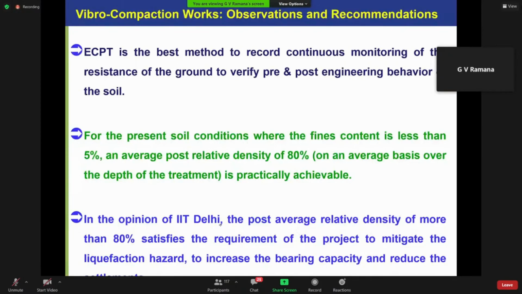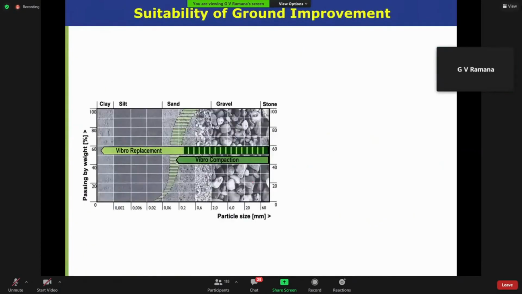So what we did based upon this is, for the vibrocompaction works, I think ECPT is the best method to record continuous monitoring and to verify pre and post engineering behavior of the soil. And at the site where the fines content is less than 5%, I think getting a post relative density of 80% is practically achievable. They did the trials at 2 meters, 2.25 and 2.5 meters, and we decided for a spacing of 2 meters. I'm going to wind up in the next few minutes.